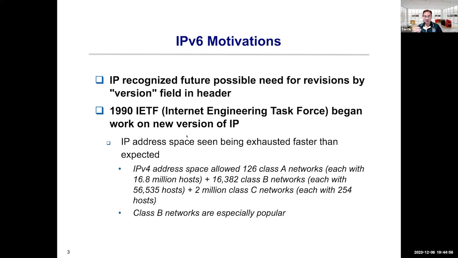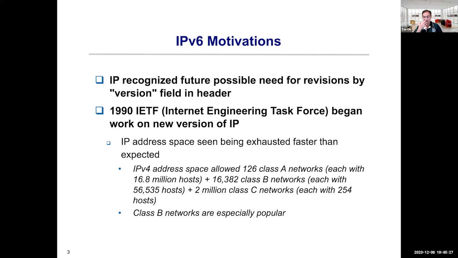Okay, it's a long time ago. I know we're in 2023, but in 1990 the IETF began to work on the new version of IPv4, which became v6. IP addresses seemed to be exhausted faster than expected, and now it's even faster because the number of IoT devices is rising. So one of the problems is that IPv4 addresses have class A, class B, class C.